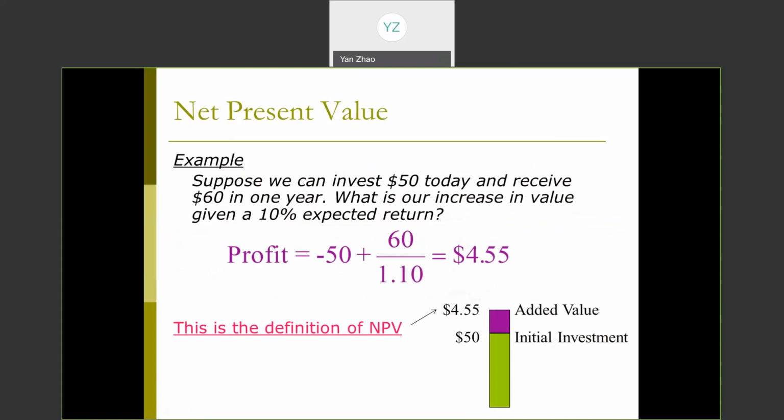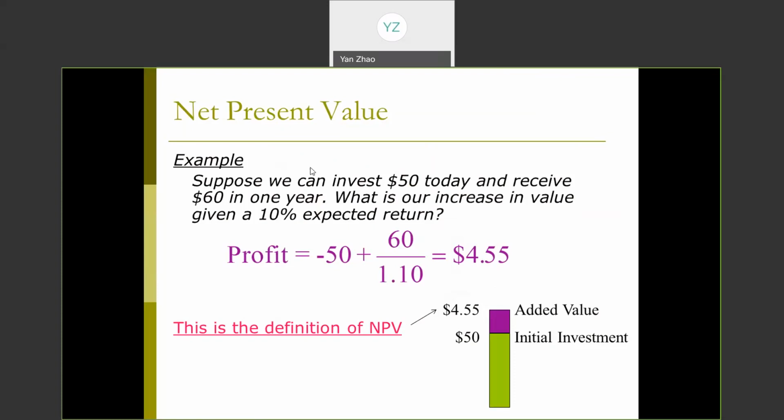Suppose you have $50 to invest today and you can receive $60 in a year. What is our increase in the value given a 10% expected return? So 10% here is a discount rate. Basically, we have to calculate the profits, which is the difference between the money you get and the money you invest. But the $60 you get is from a year in the future, which means we cannot directly add them up. So $60 will be discounted at 10%.